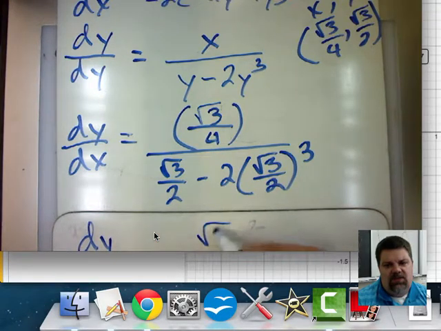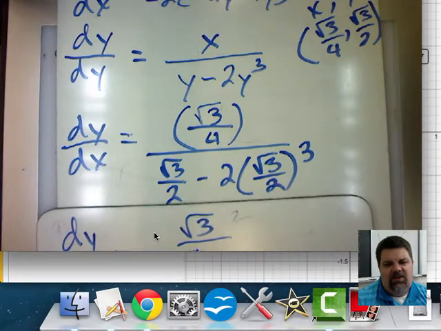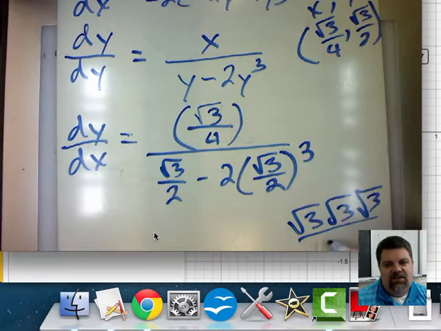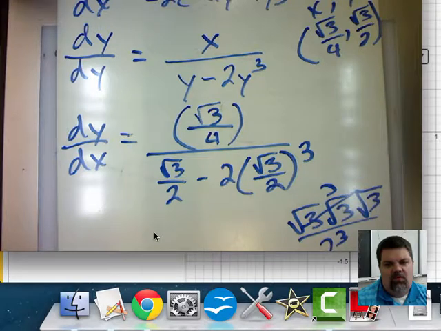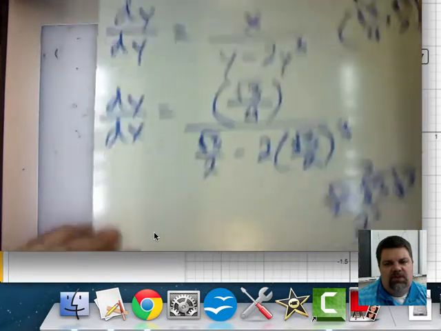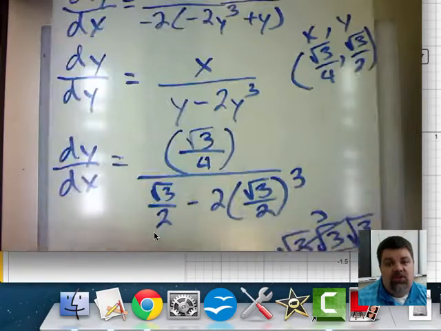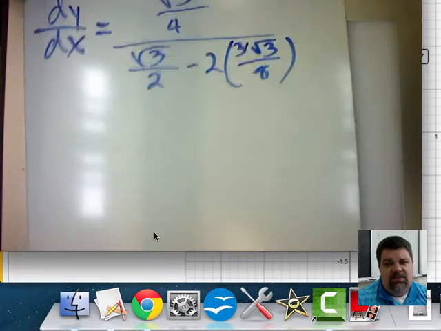So root 3 cubed is root 3 times root 3 times root 3 over 2 times 2 times 2, which is going to be 8, right? So let's write that out. Root 3, root 3, root 3 over 2 cubed. And one root 3 times another root 3 is root 3 squared, which just gives you the base, which is 3.